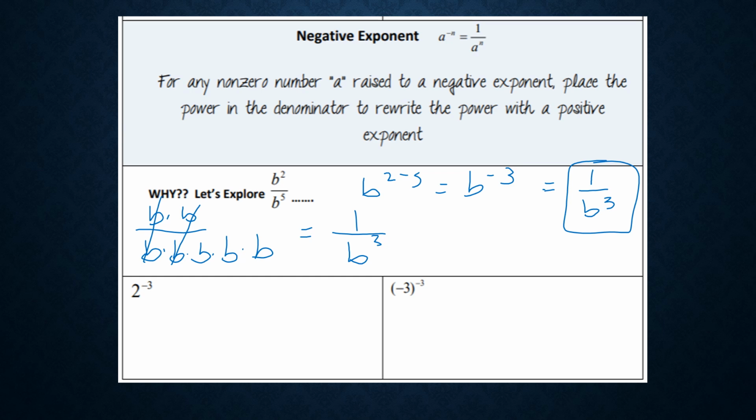On the bottom, we've got 2 to the negative third. Again, we don't like that negative third exponent. To rewrite that, we're going to put the 2 to the negative third in the denominator. So that means we need to put it over a 1. Now it has become 2 to the third, which if we simplified that further, we would get 1 over 8.